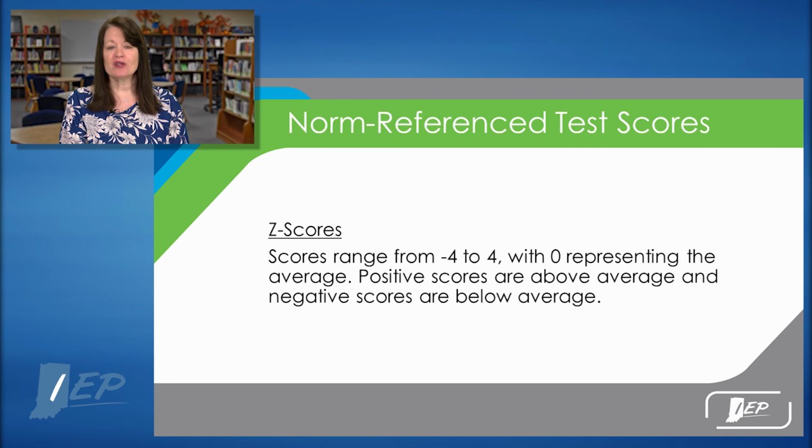Z-scores are also a norm reference type of score, where 0 represents the average, and then scores go up to 4 and down to -4. So anything that falls in the positive range, anything above 0, is above average, and anything below 0 is below average. I see very few actual tests that will give us a z-score, but they still are used in some of the other kinds of assessments that we have.